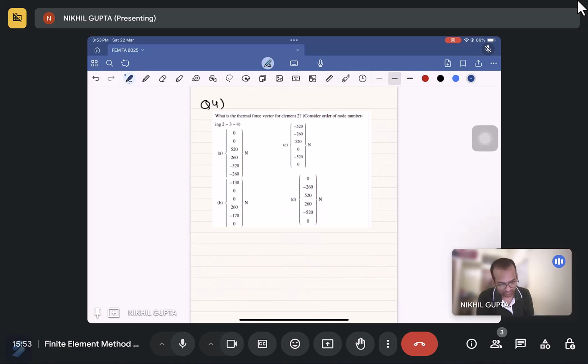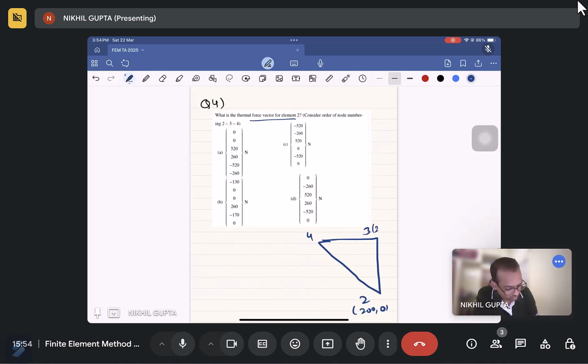What is the thermal vector for element 2? Now since we have done it for element 1, we have to do it for element 2 as well. So element 2 is this, I think the next question. Okay, so this is nodes 2, 3, 4. The coordinates are given as 200, 0; 200, 400; and the fourth is 0, 400.